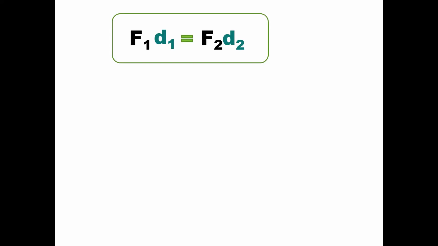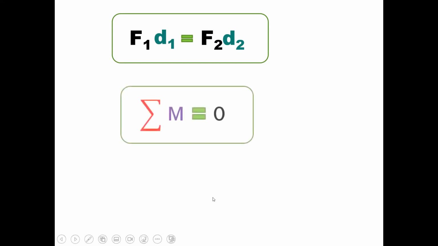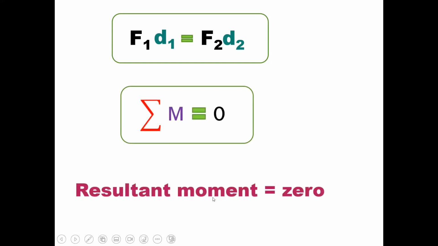If we translate it mathematically, it is F1 D1 is equal to F2 D2. And this is how we equate them. It means that the resultant moment is zero. You have to copy this.